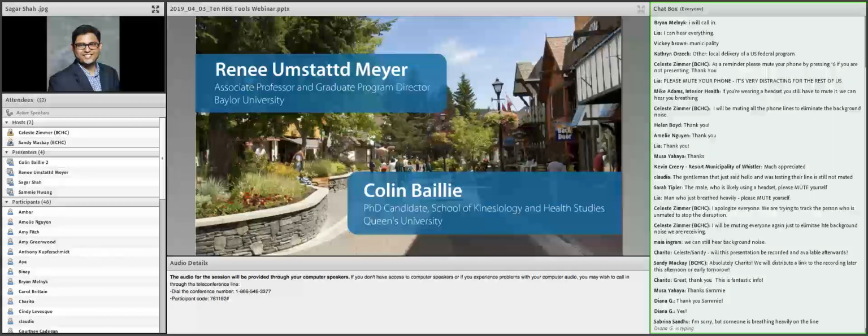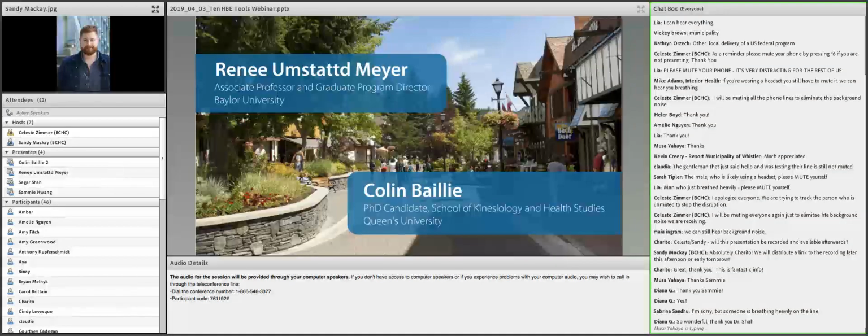Dr. Renee Umstead-Meyer is an associate professor and graduate program director in the Department of Public Health at Baylor University. The aim of her research is to advance health equity and active living through creative solutions to increase active play and physical activity opportunities for all, in which she prioritizes diverse, underserved, and rural communities. She and her husband spend time walking, cycling, and spending time outdoors, playing with their two energetic children, or in the living room for family dance parties or sing-alongs to Baby Shark. And Colin Bailey is a PhD candidate in the School of Kinesiology and Health Studies at Queen's University, which sits on the territories of the Anishinaabe and Haudenosaunee nations.